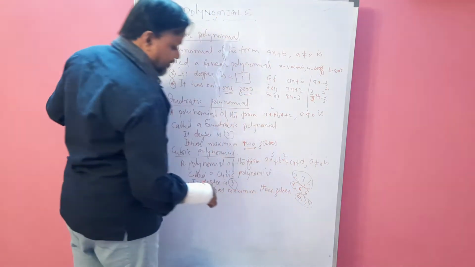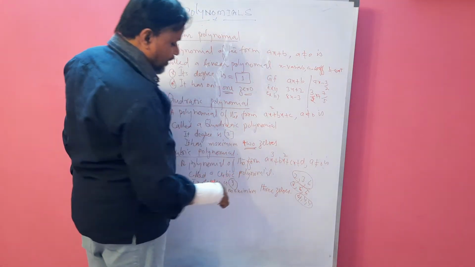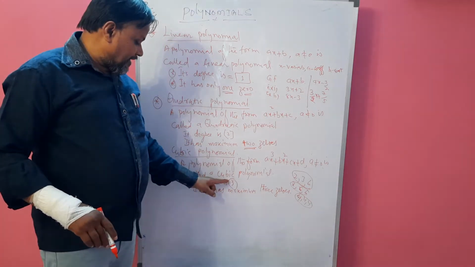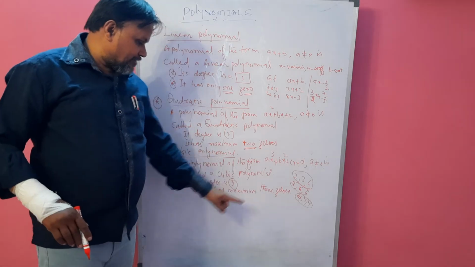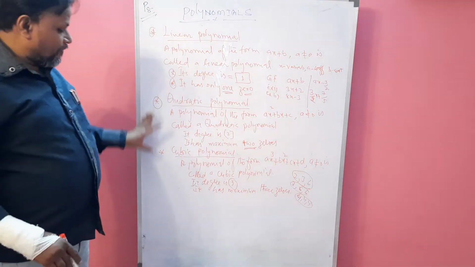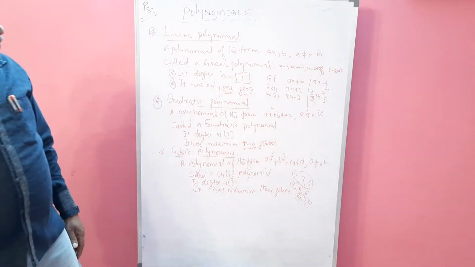If all 3 zeros are the same, we will get only 1 zero. All are duplicates. So for degree 3, it has at most 3 zeros. Like this we can differentiate the polynomials.